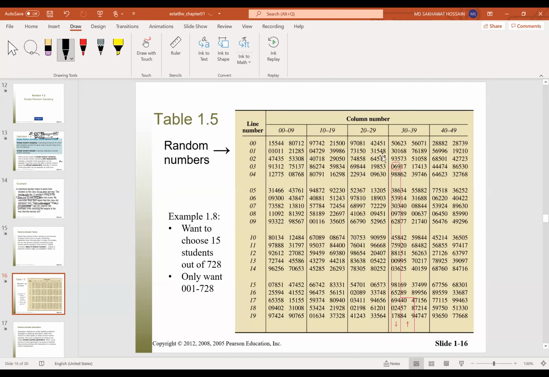So this table is called the random numbers table. The first column is the line number and the first row is the column number. And these numbers are random numbers. So we want to choose 15 students out of 728. For example, there are students numbered 001 to 728. So we can just give this number to each student from 001 to 728. So in a class, there are a total of 728 students. We want to randomly choose 15 students.